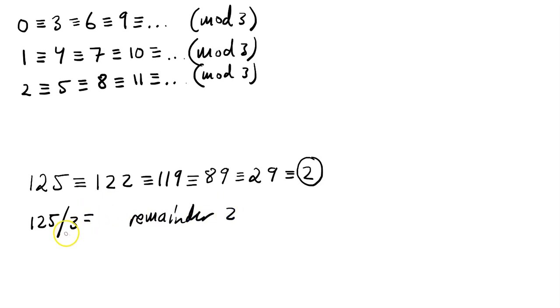So what is it? 3 times 41 with a remainder of 2. So you see that if I want to find the remainder of a division, I can do modular arithmetic.